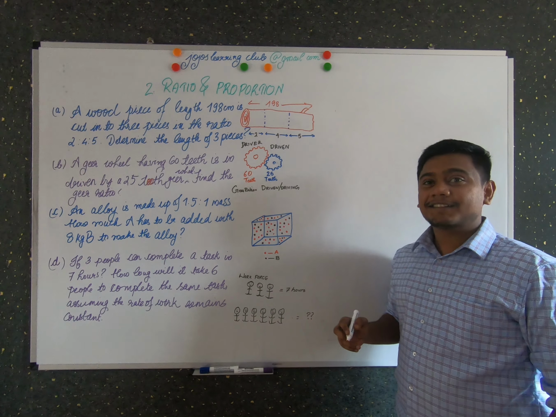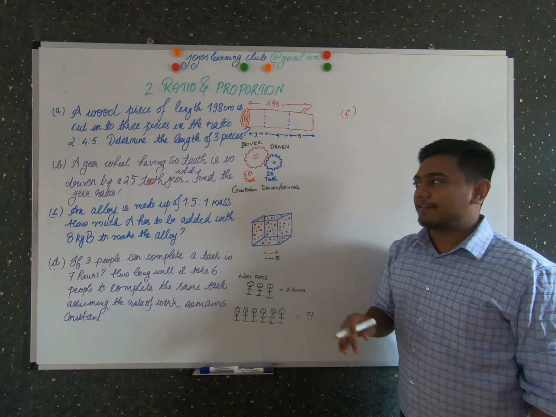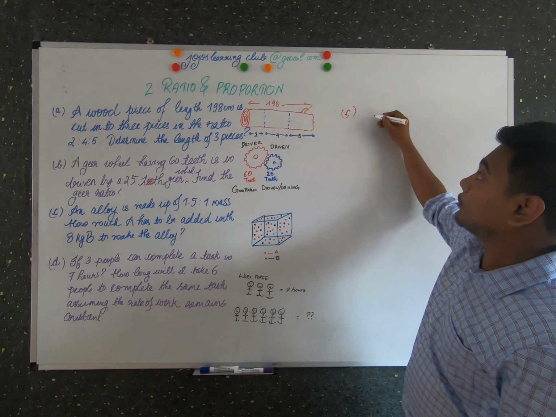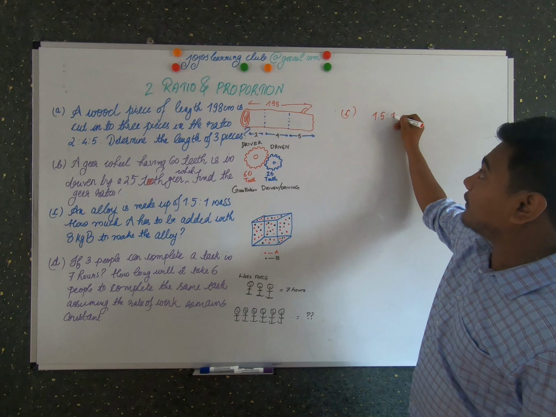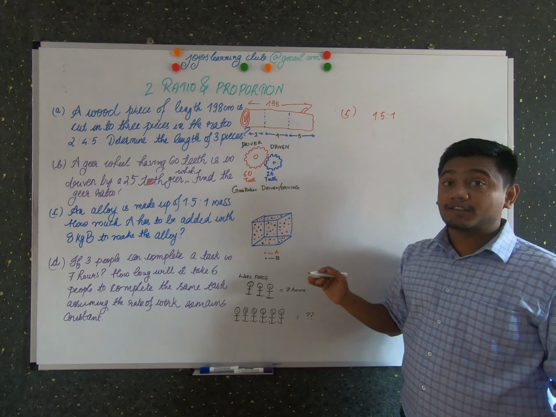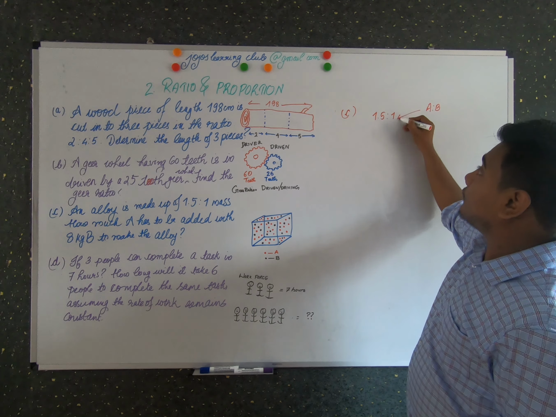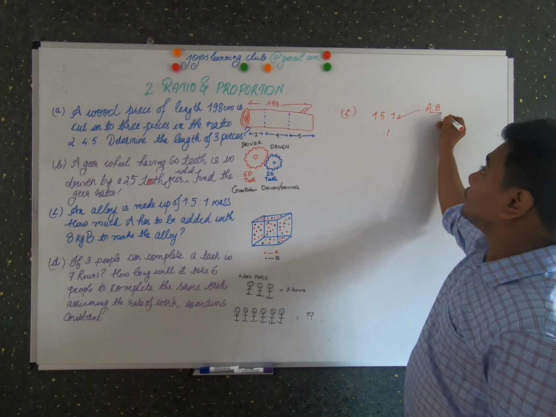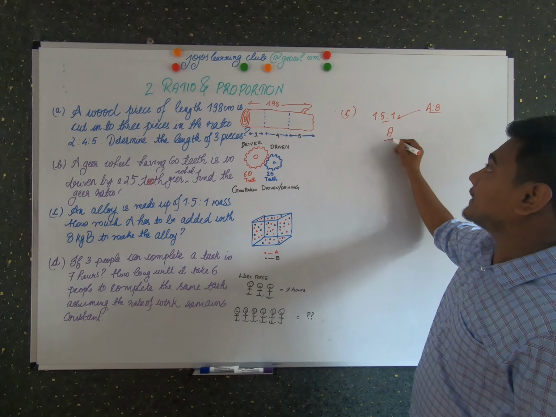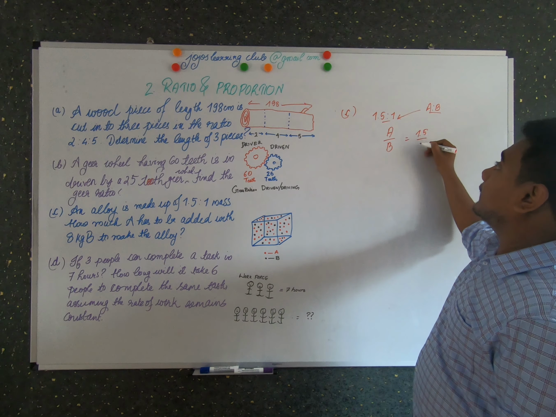So now let's discuss the problem number C. Let's read the question first. An alloy is made up of A and B in the mass ratio 1.5:1. How much A has to be added with 8 kilogram of B to make it? So A is to B, and it is made in the ratio 1.5:1. So these ratios, as I said, you can also represent in terms of fractions. So A is to B you can represent as A by B, and also 1.5 by 1.